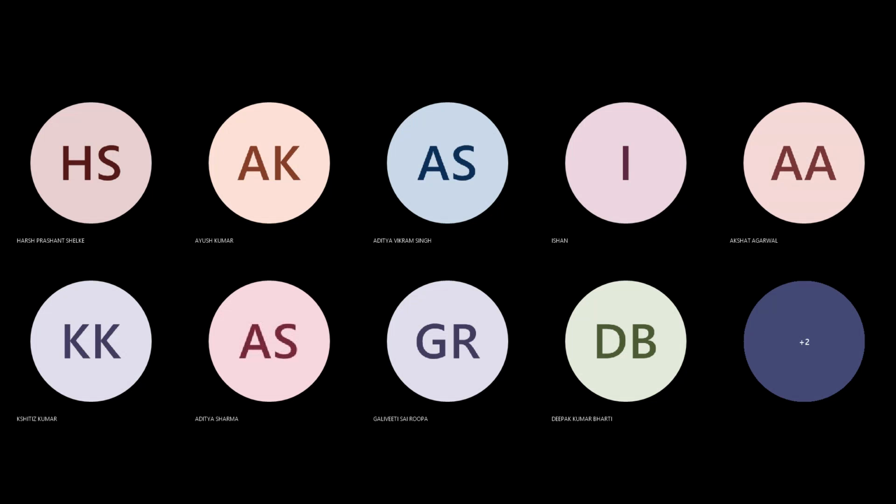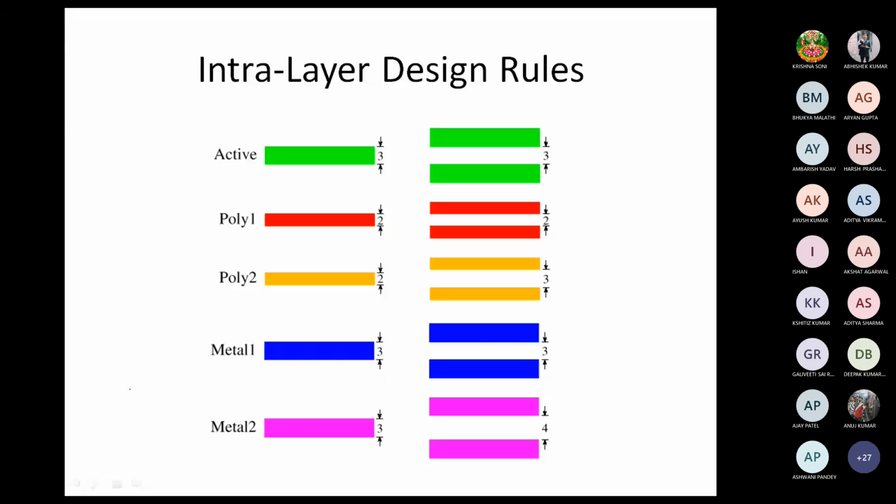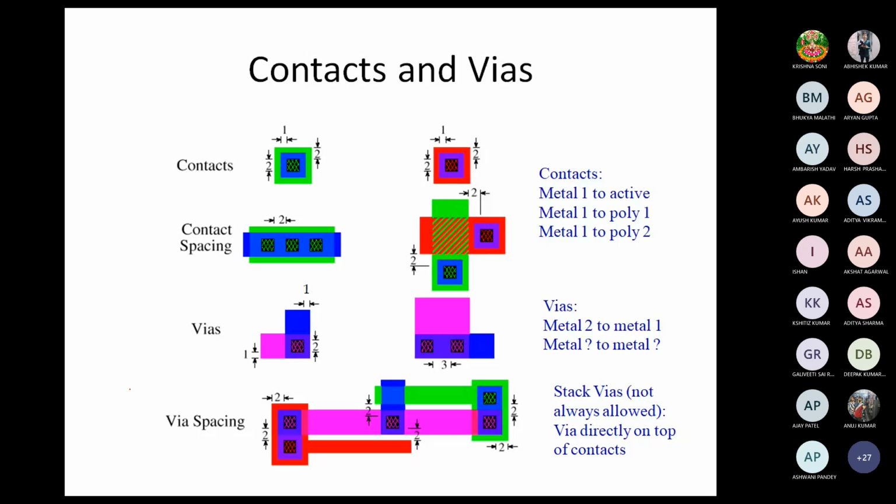In the last lecture we have been discussing the lambda based design rule that is scalable. That means we can change the technology without changing the design. So different lambda based design rules exist here for different parts of, say, the transistor.